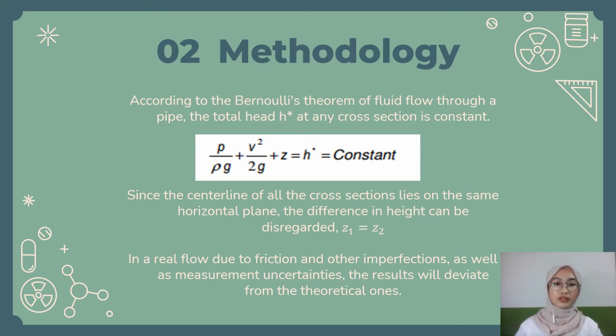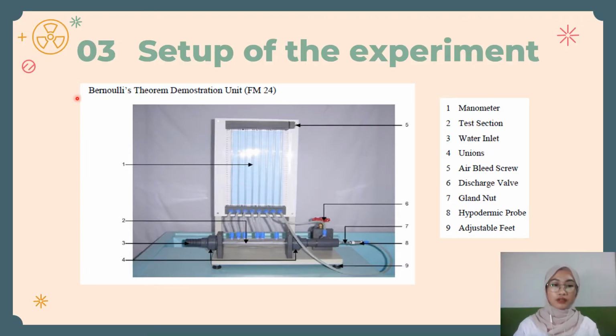According to Bernoulli's theorem of fluid flow through a pipe, the total head at any cross-section is constant. Since the centerline of all the cross-sections lies on the same horizontal plane, the difference in height can be disregarded. Therefore, we can cancel out z in the equation. In a real flow, due to friction and other imperfections, as well as measurement uncertainties, the results will deviate from the theoretical ones.